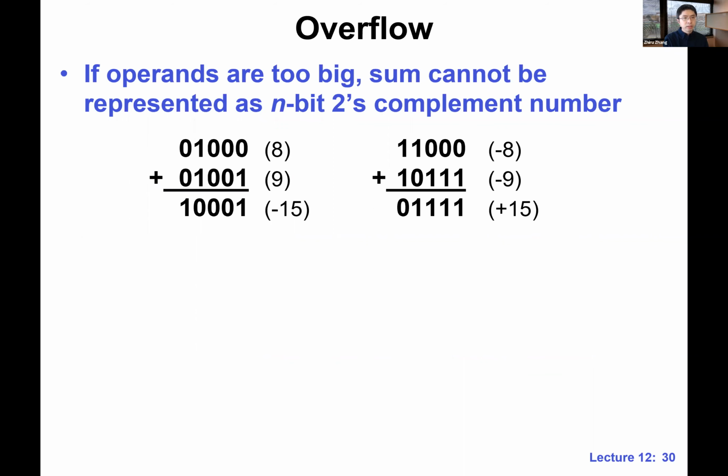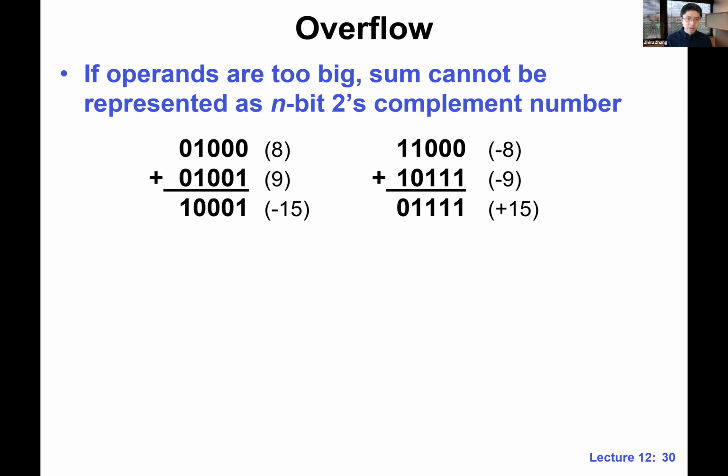This is where, if we are adding up 2 positive numbers or non-negative numbers, and we end up with a negative number, or the opposite, where we are adding up 2 negative numbers and we end up with a positive number, then something obviously is wrong.